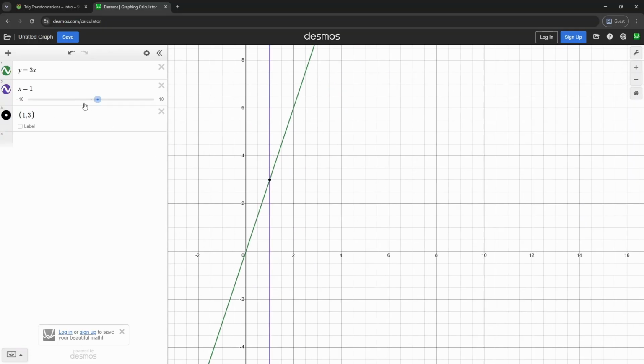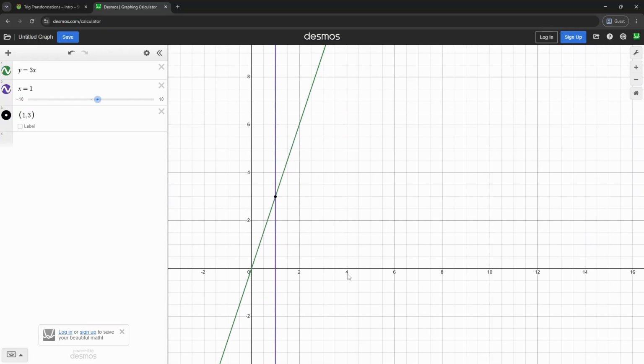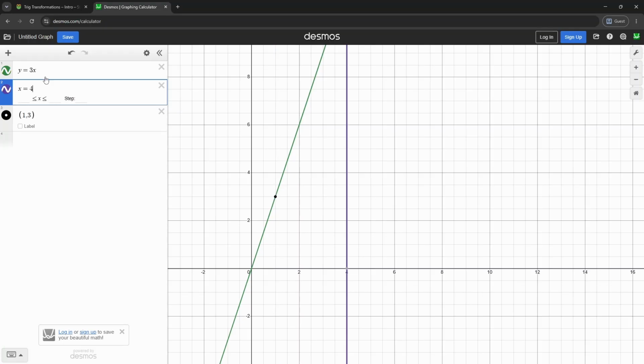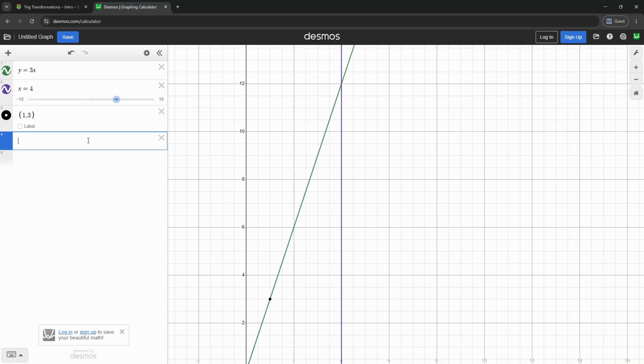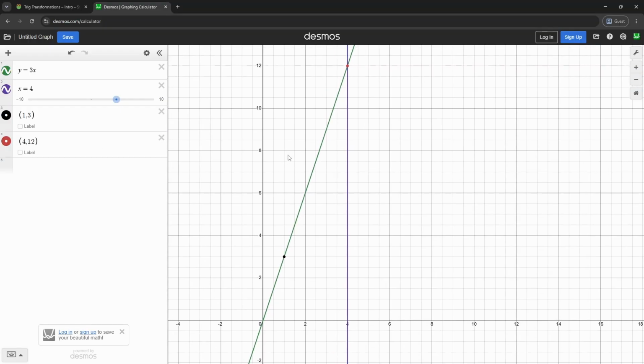Let's pick another number. What about if x was 4? Okay, so if x equals 4, 3 times 4 gives us an output of 12, and so we should see a 12 here, yep. And so the 4 goes in and a 12 comes out. Okay, this is super important for what we're going to talk about.